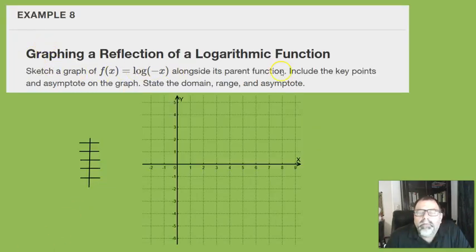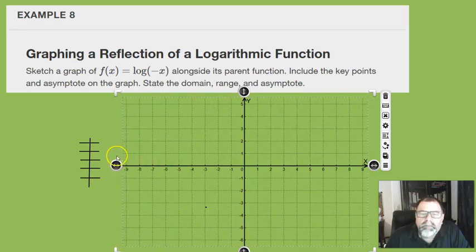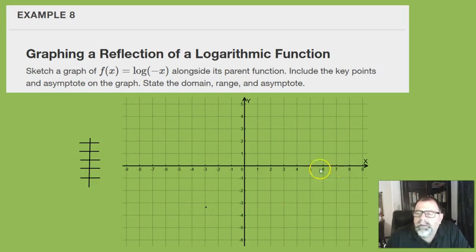Example 8, graphing a reflection of a logarithmic function. Sketch the graph f of x equals log of -x alongside its parent function. Include key points and asymptote of the graph. State domain and range. I have to do both sides of this, and we want to do log base 10. I need to make this graph even bigger.